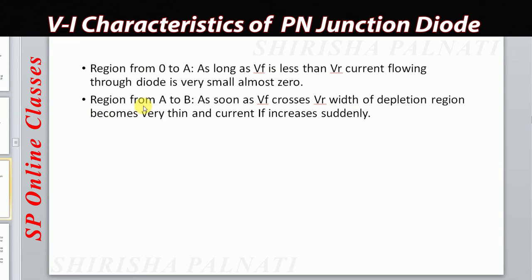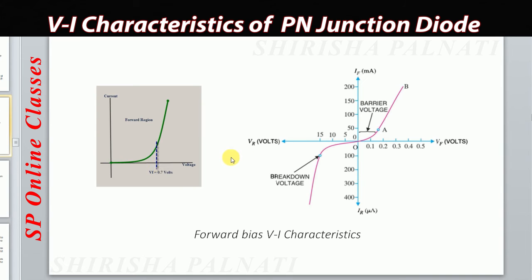And next, region from A to B. As soon as Vf crosses Vr, the width of the depletion region becomes very thin and the current If increases suddenly. As I already told, if you increase the voltage beyond the potential barrier, the current suddenly increases. So this is the graph of the forward region.